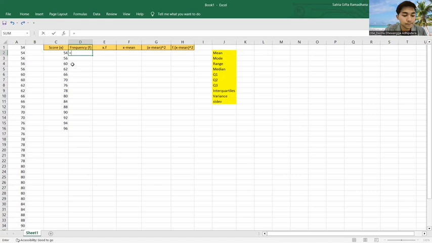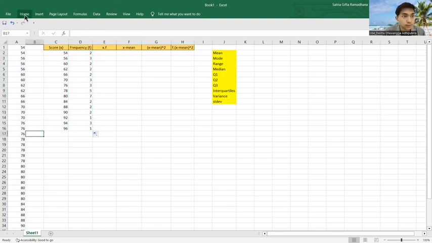To do this, we have to press equal, countif, double click on countif, and block all the data like earlier, semicolon, and click in the first score. Enter. And we have to tarik ke bawah seperti ini. We already have the frequency, and then we have to find the sum of the score and frequency.